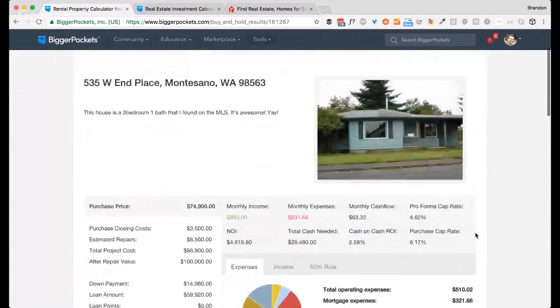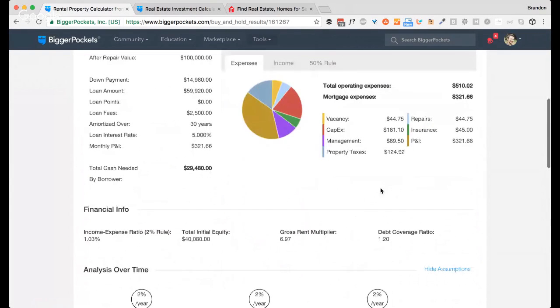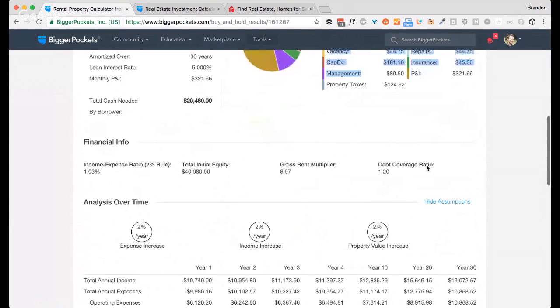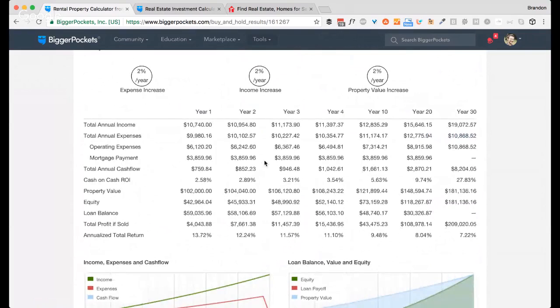So here we are again, back on our original page, like our final page. Up here at the top, we've got our purchase price, our monthly income, our monthly expenses, our monthly cash flow, and our pro forma cap rate, which we don't really care about here, but we do care about our cash on cash return. There's that 2.58% number. I think we saw 2.57 before, but that was rounding. This is exact. We've got our total cash needed, our net operating income. We've got all the numbers we entered here. We can see how our expenses added up so high. We can see things like the income expense ratio, our equity, and then check this out. This is really cool. This is super helpful.